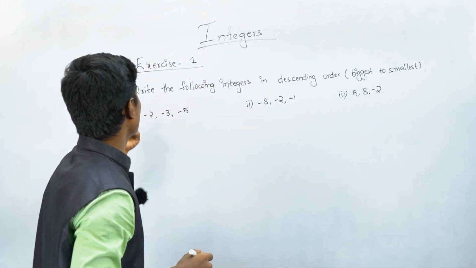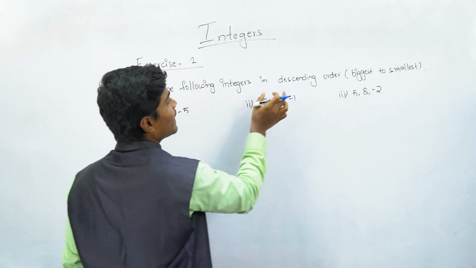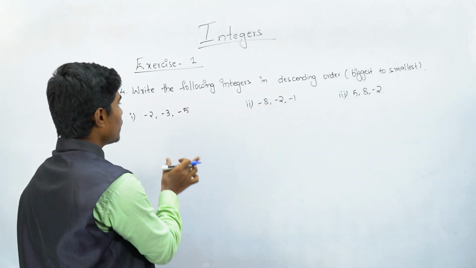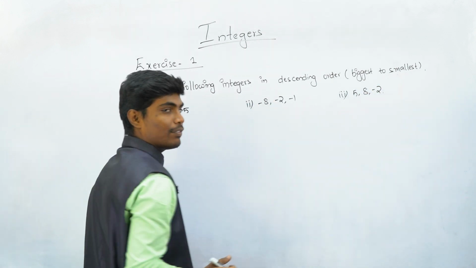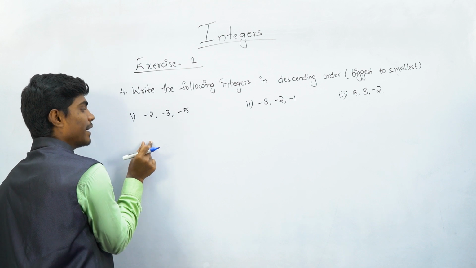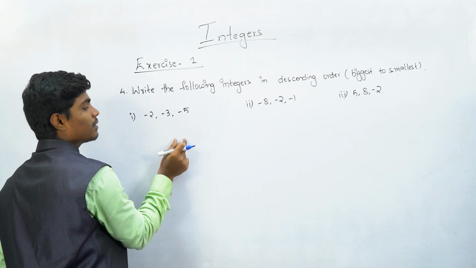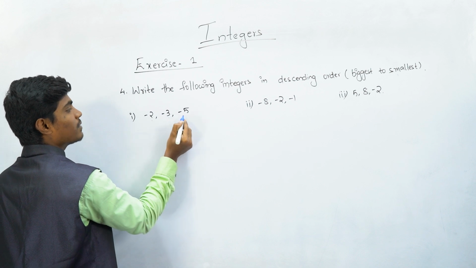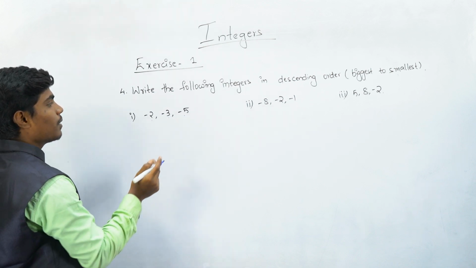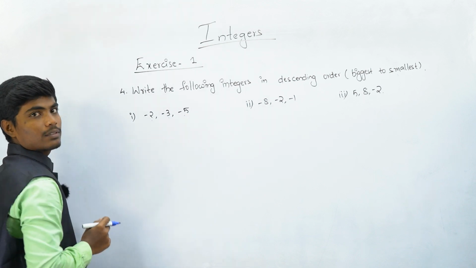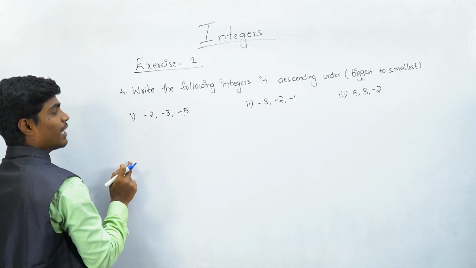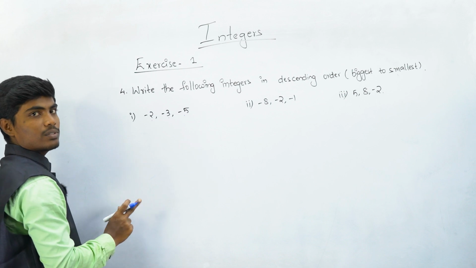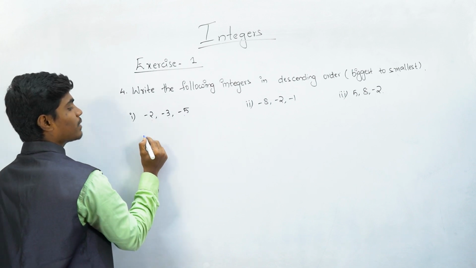Now, we move to the fourth problem. Write the following integers in descending order, which is biggest to smallest. Here, he gave some integers and we have to write them in such an order that first we write the biggest, second biggest, third biggest and so on. We move to the first one: minus 2, minus 3, minus 5. Minus 5 is the smallest because it lies left to the other numbers on the number line. Minus 3 is the second smallest. So, minus 2 is the greatest one.